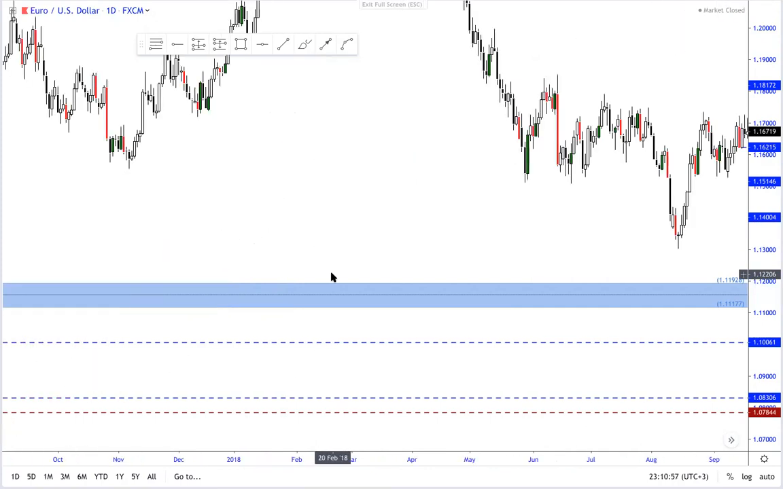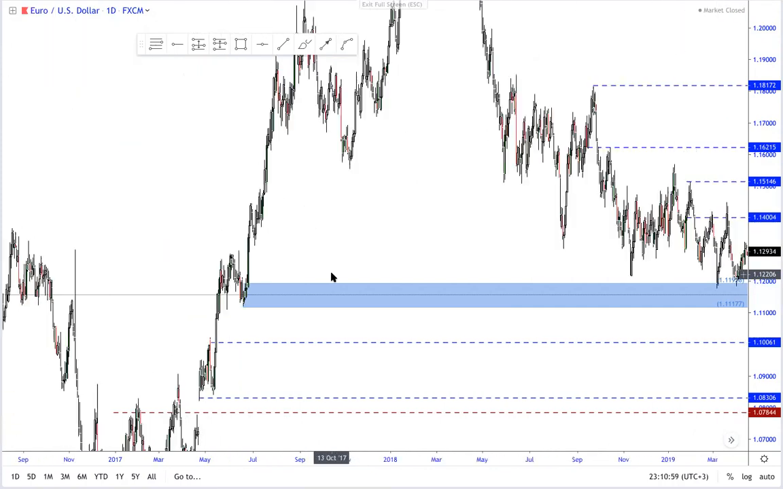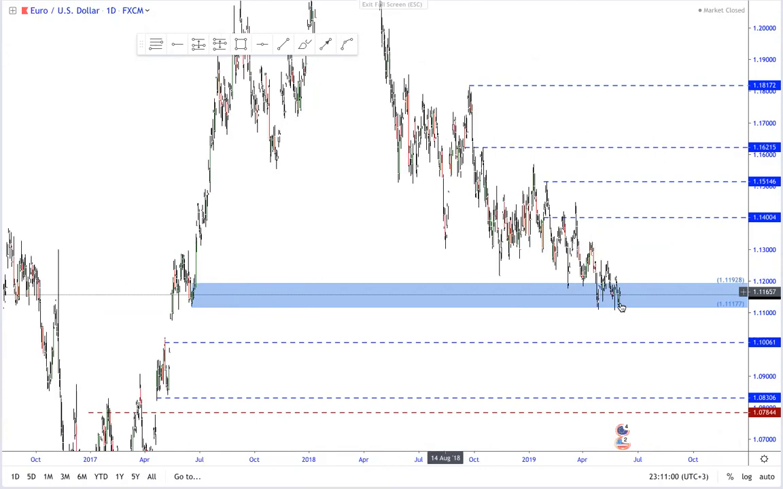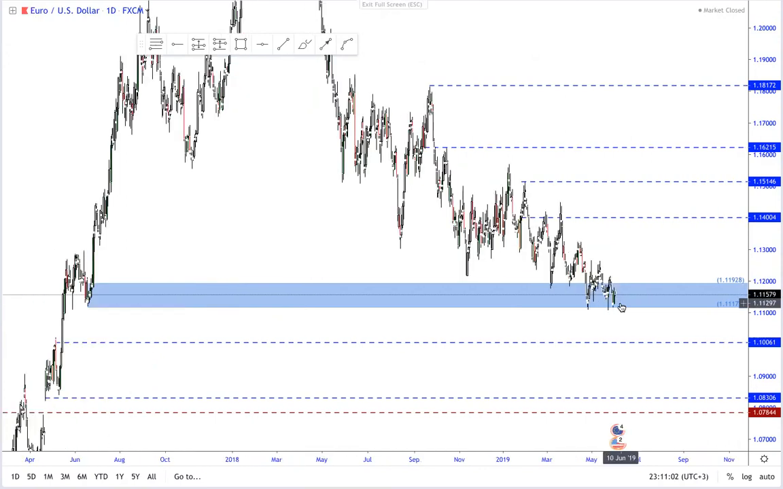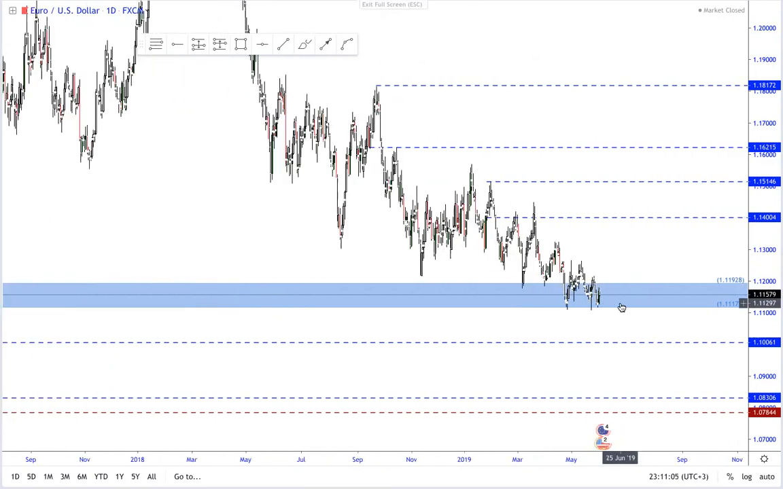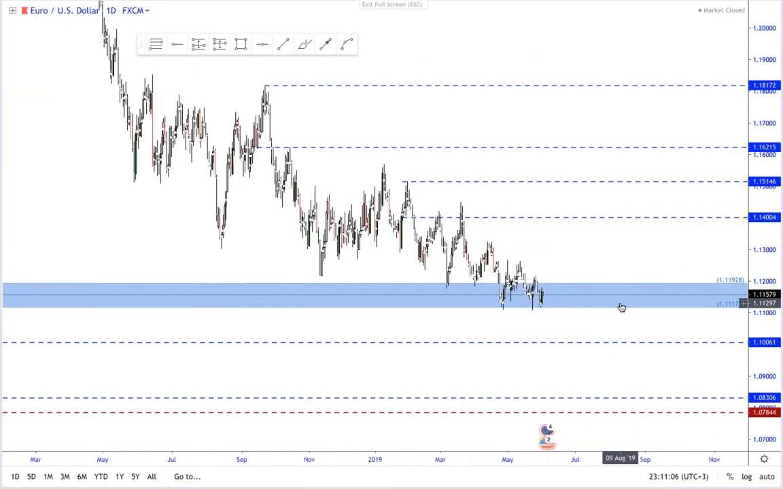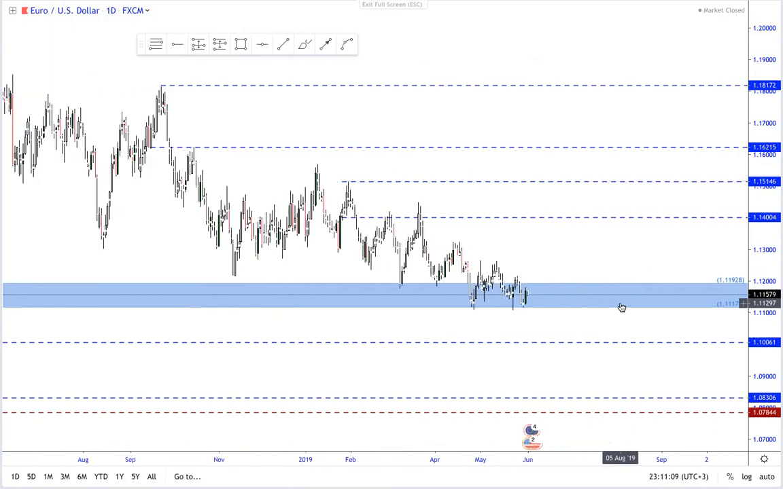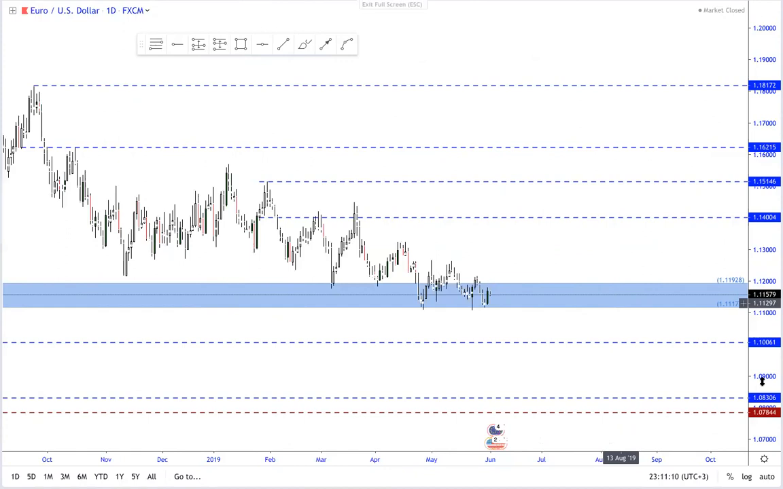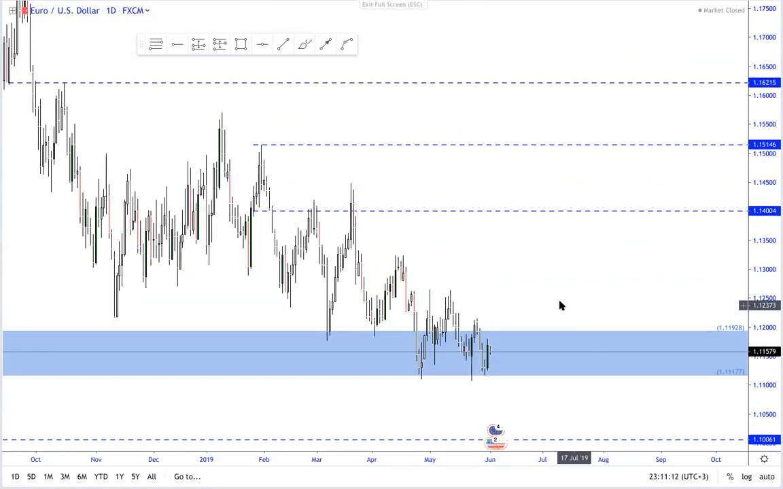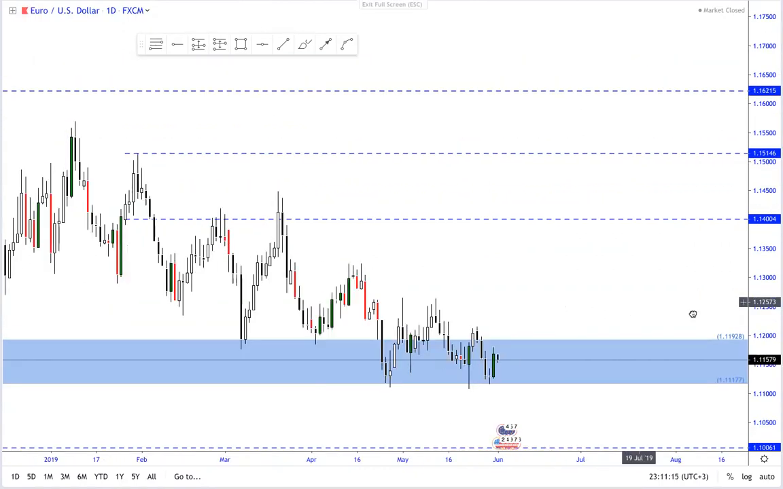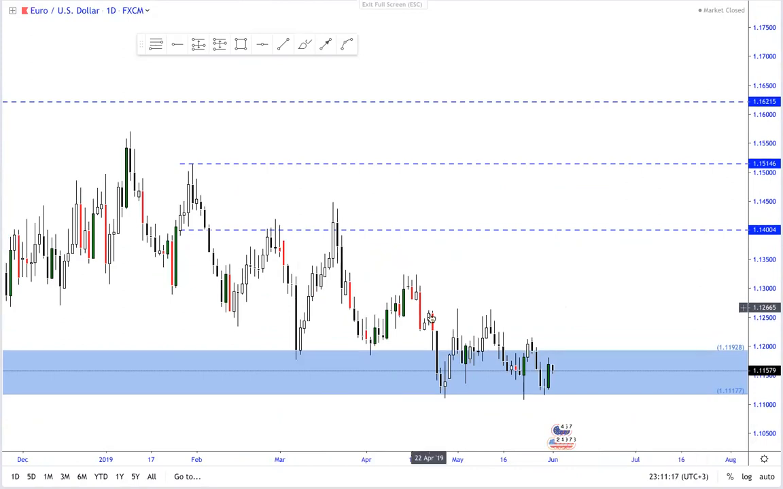So once we go to the price where it is right now, you can check the price is within the daily demand zone. Price is inside the daily demand zone. We have already marked that zone. So let's check this price again.